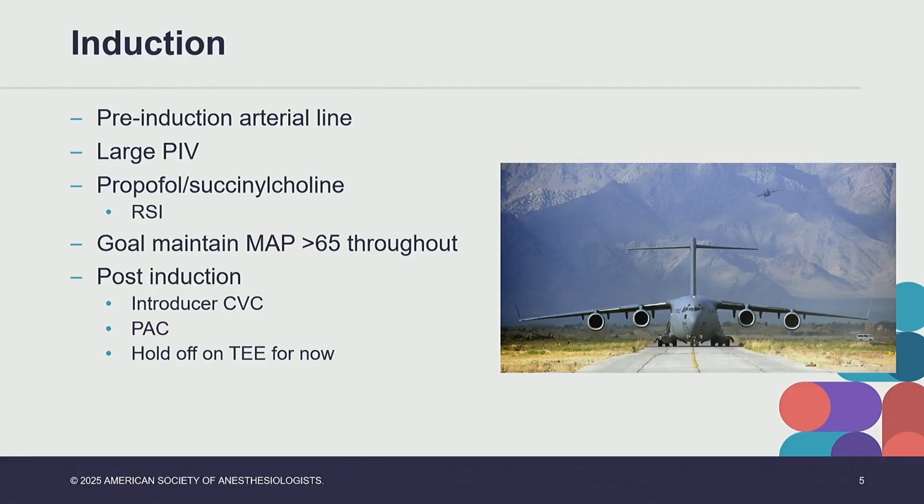And then post-induction, you can insert the central line, you can insert your pulmonary artery catheter, and during the start, you can see what your baseline is before you ever alter anything else physiologically. So in this case, because we're doing an intra-abdominal procedure with insufflation, you can see where her baseline is prior to any other perturbations, and hold off on the echo for now.